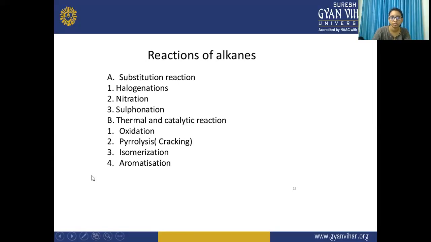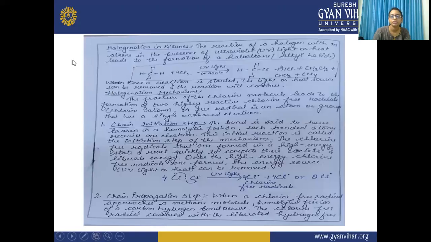So let's start with the first reaction, that is halogenation in alkane. Halogenation in alkane comes under the category of substitution reaction. In this, the reaction of a halogen with an alkane in the presence of ultraviolet light or heat leads to the formation of a haloalkane or alkyl halide.